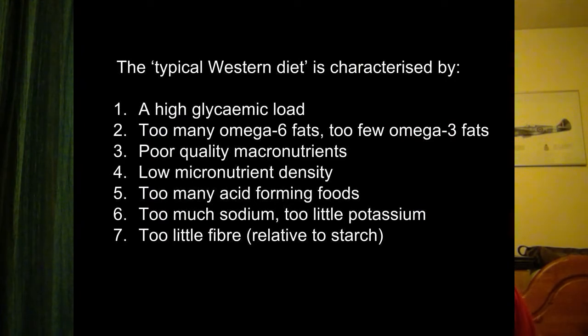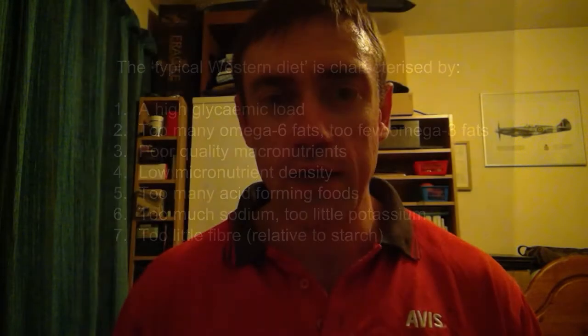I'm going to talk about the glycemic load. I'm going to talk about the fatty acid composition. I'm going to talk about the macronutrient composition, the micronutrient density, the acid-base balance, the sodium to potassium ratio, and the fibre content. So the first thing to look at is the glycemic load.